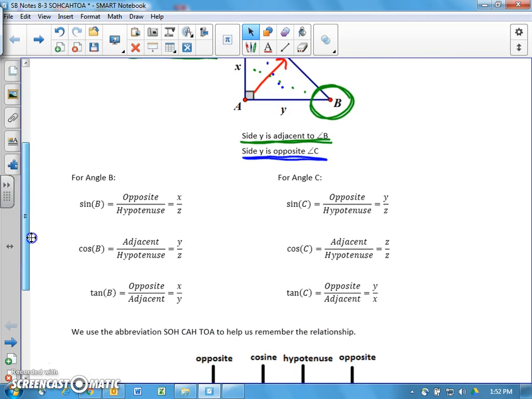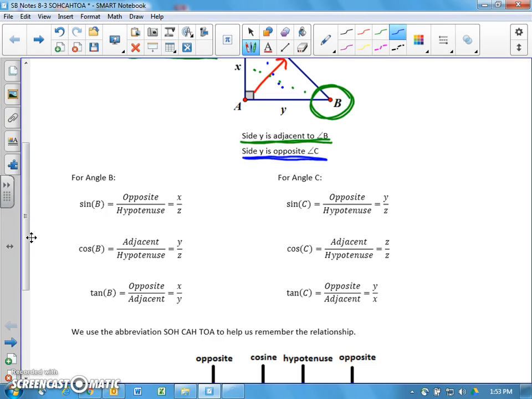Our three trig ratios are called sine, cosine, and tangent. It's spelled S-I-N, but it is not pronounced sin, it's sine. And we don't call it cos, we call it cosine. It's not tan, it's tangent. So when you set these up, I want you to always focus on making sure that you use the correct sides. Sine is opposite over hypotenuse, cosine is adjacent over hypotenuse, and tangent is opposite over adjacent.